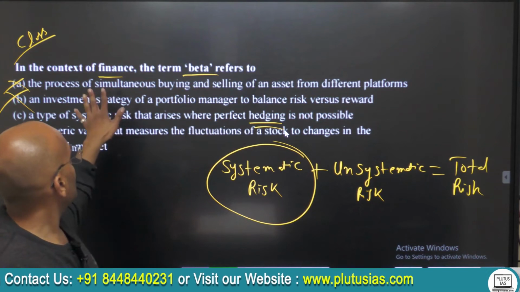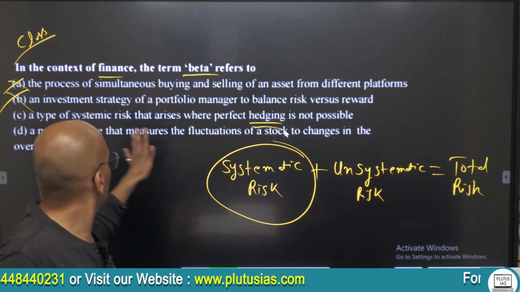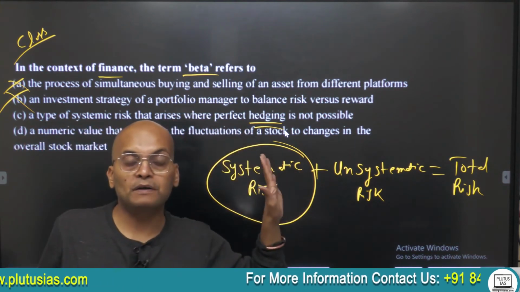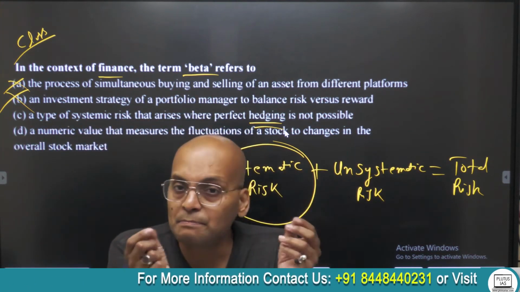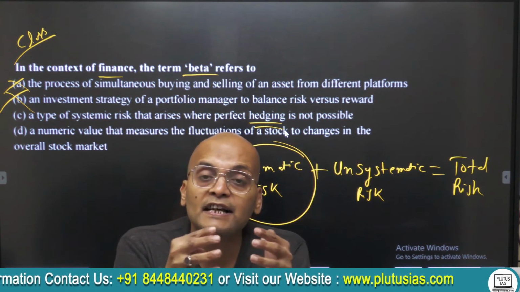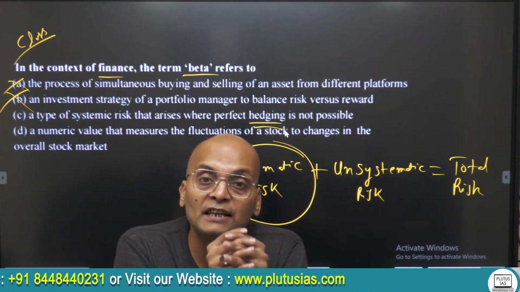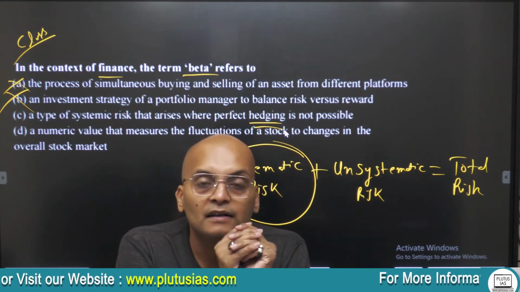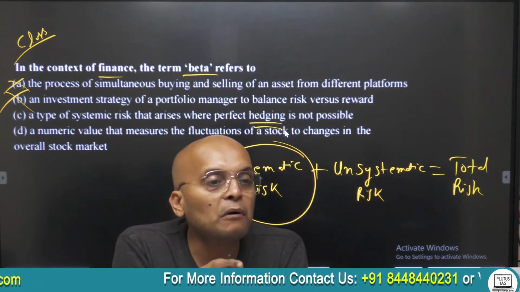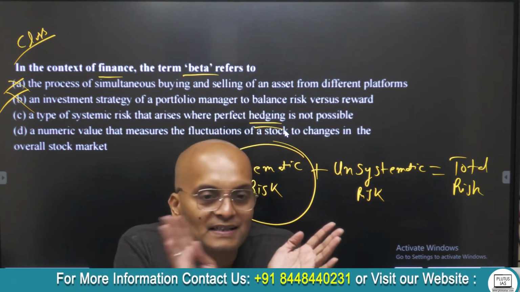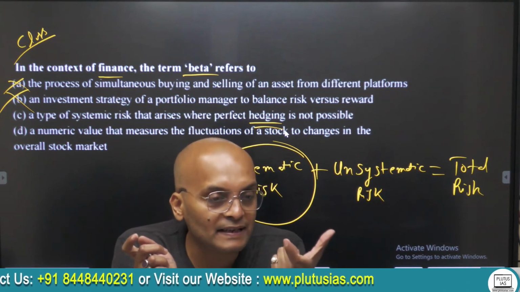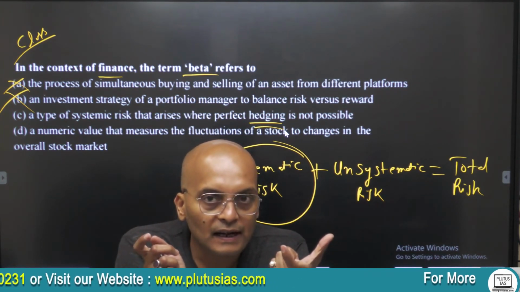Now it is saying that beta is a type of systematic risk that arises where perfect hedging is not possible. That means beta is a systematic risk, but this risk has arisen because hedging was not done properly, that means money was not protected properly. No, beta is a numeric value that talks about the systematic risk. Beta is not the systematic risk. It is a number that talks about the systematic risk. Yes or no? And how does it evaluate it?